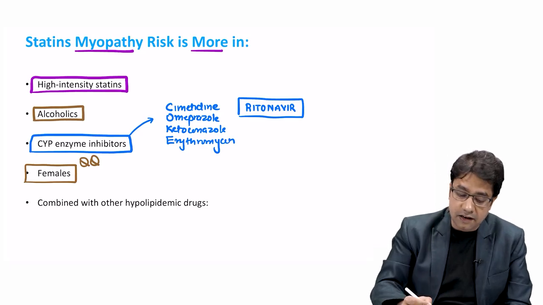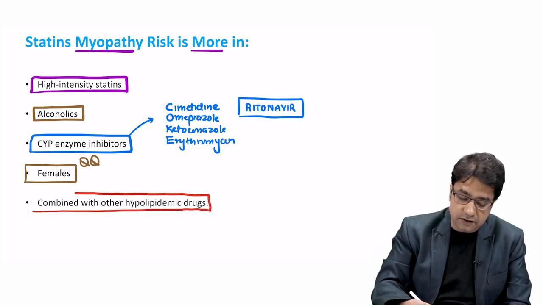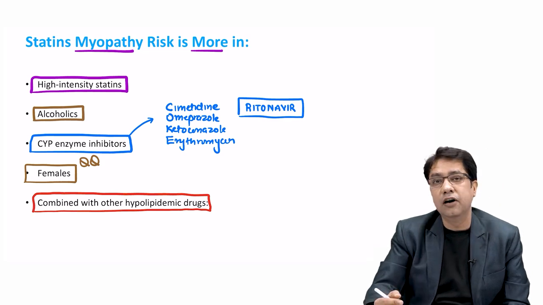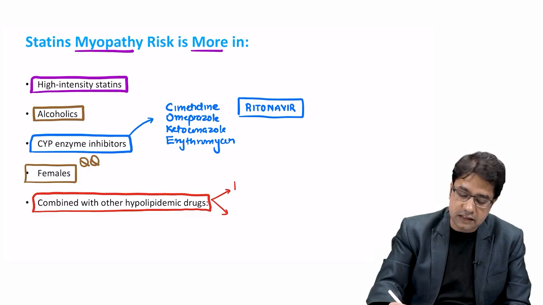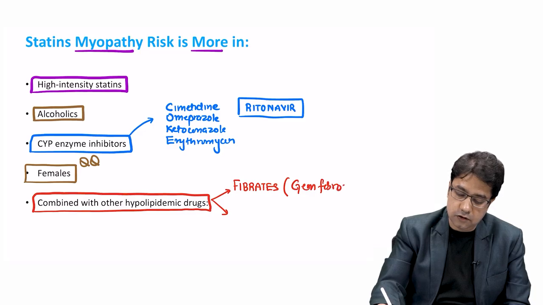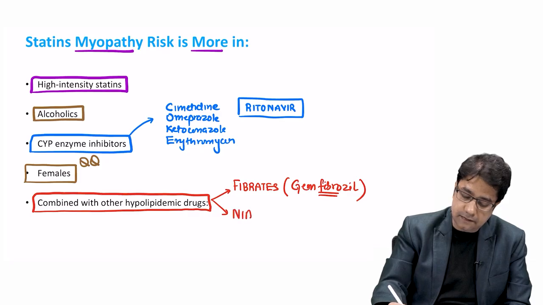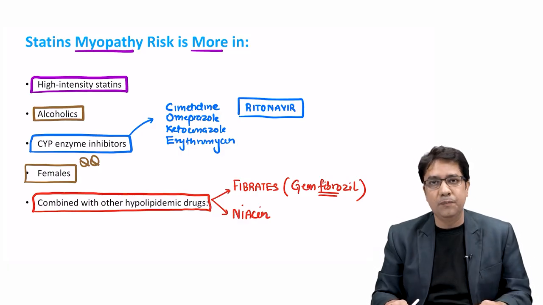And lastly, when statins are combined with other hypolipidemic drugs, the risk of myopathy increases. So we can write two other hypolipidemic drugs. One is fibrates. And in fibrates, you will get an option of gemfibrozil. So you can identify, some fibro word is coming. And lastly, niacin, because other hypolipidemic drugs can also cause myopathy.